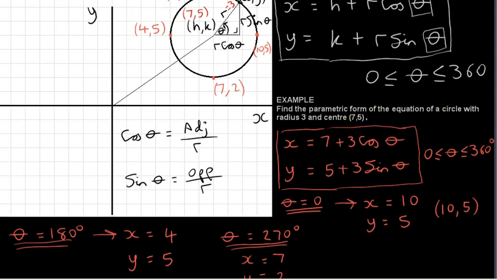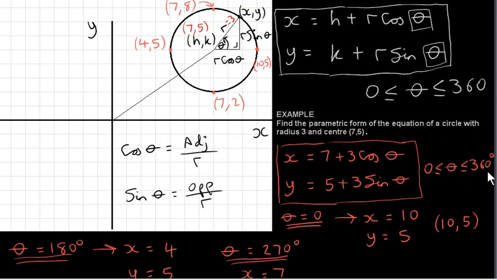Of course, we can pick any value we like for theta between 0 and 360 degrees. It's just that these four values are the easiest to show on a diagram. Well, at least for this particular circle.